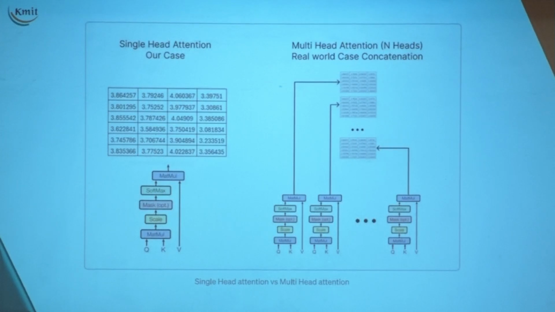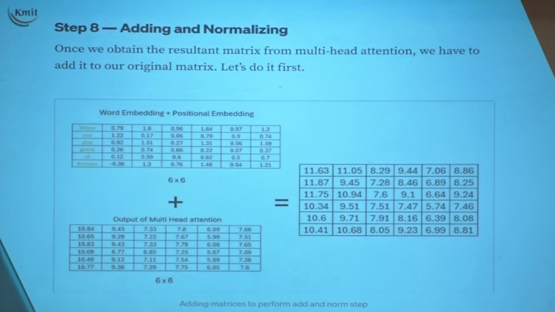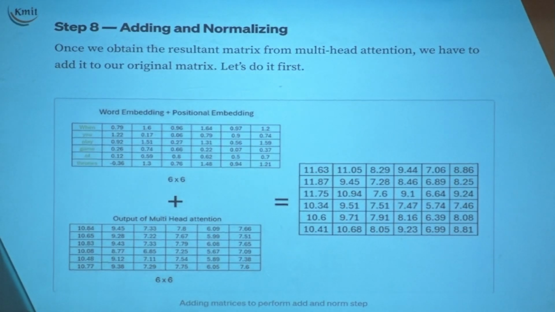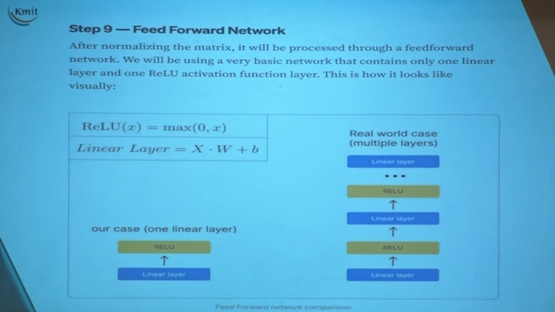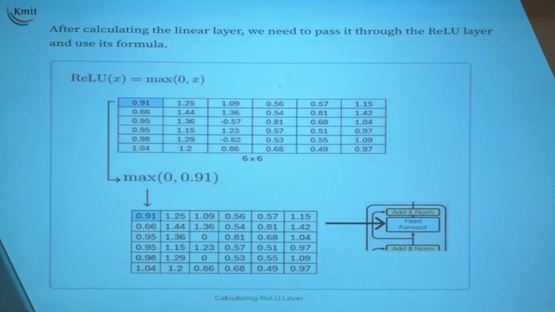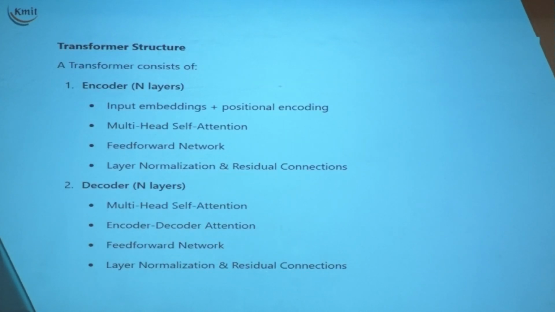After MHA, what do I do? I add and normalize. Adding with what? The MHA output is added with the output of input encoding and positional encoding, and then the values are normalized. After that, giving it to what? Feed forward, where one fully connected layer, ReLU, another fully connected layer. A fully connected layer is X into W plus B. Apply ReLU to that and give it to another fully connected layer, add and normalize that. So this is what we have seen in the encoder.